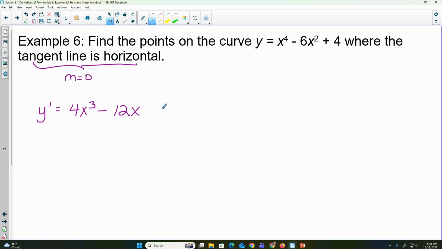And the derivative of 4 is 0. So I don't need that. And I just need to know when this is equal to 0. So what would we do? So y prime equals 0. Yep. So how would I solve when that's 0? What would we have to do?